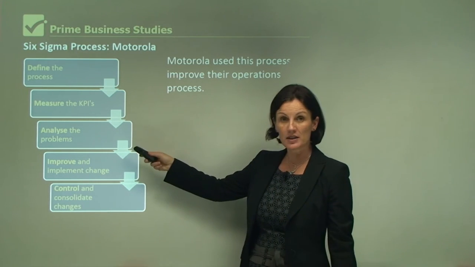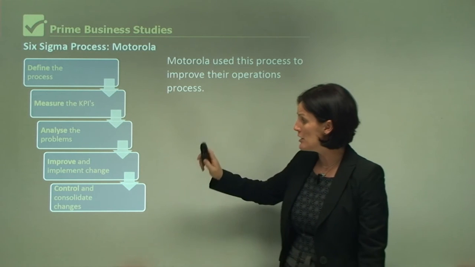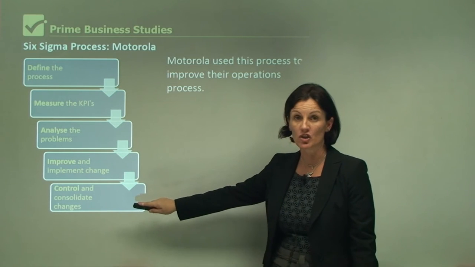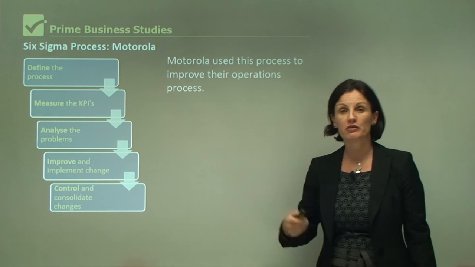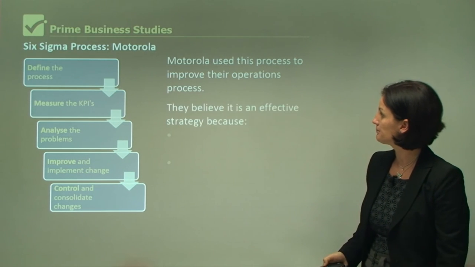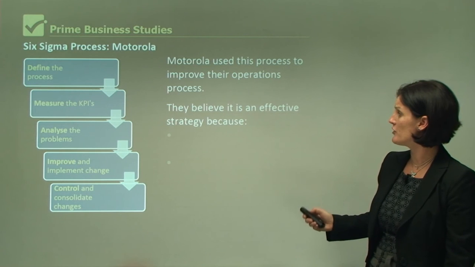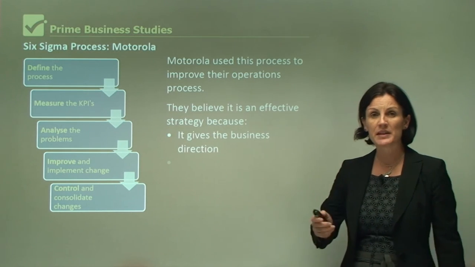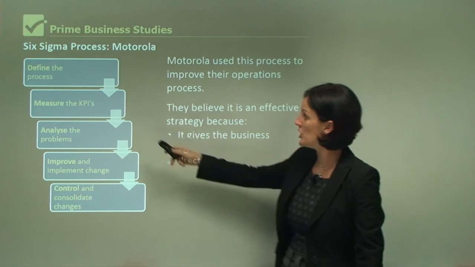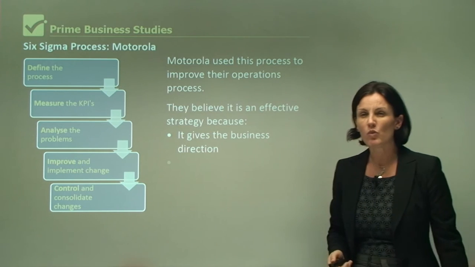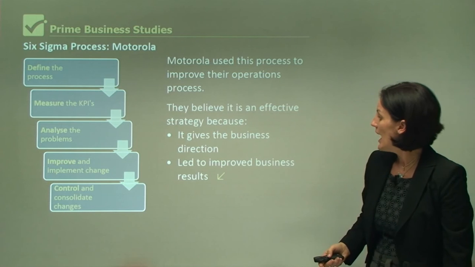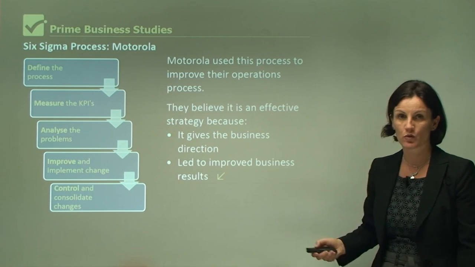They then analyze the problems. They improve and implement their change, and then they control and consolidate the changes. It's a very effective way of producing a product with this 5-stage process. They believe it's an effective strategy because it gives the business direction. Workers know exactly what they're working towards, especially when the KPIs are developed, and workers often do need something to strive towards. And it can lead to improved business results.